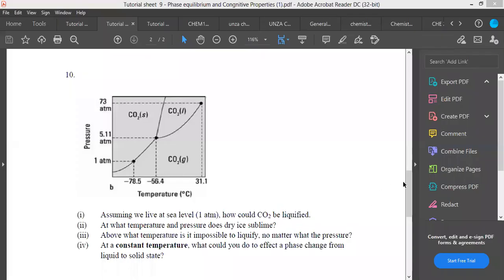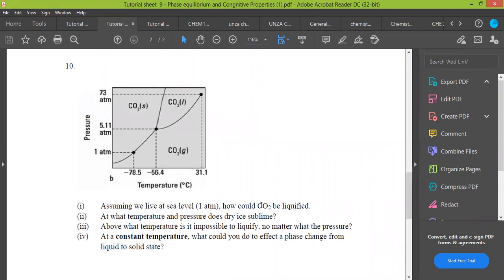Okay, so you are able to see the question that has come on the tutorial sheet. This is tutorial sheet 9, which I believe you have. Tutorial sheet 9, question 10 is on what we have just been learning. They've given us a phase diagram of carbon dioxide. Whenever you have a phase diagram, it has pressure on the y-axis and temperature on the x-axis.